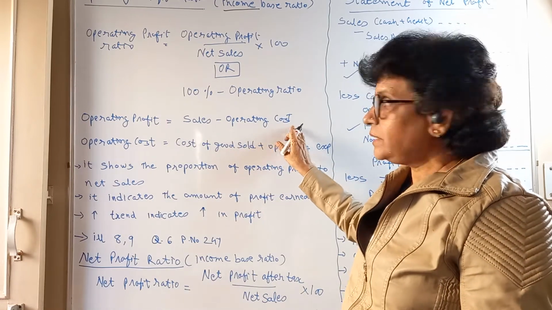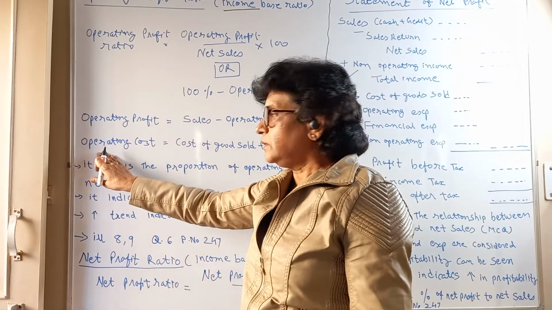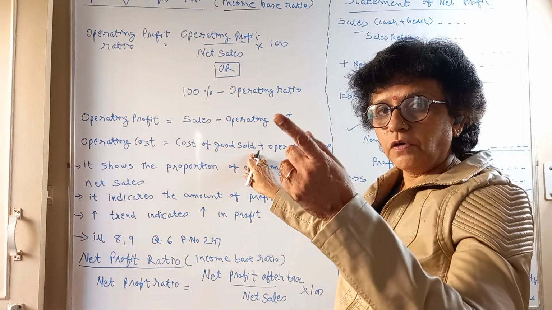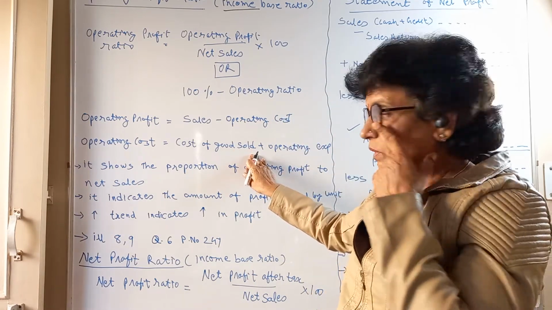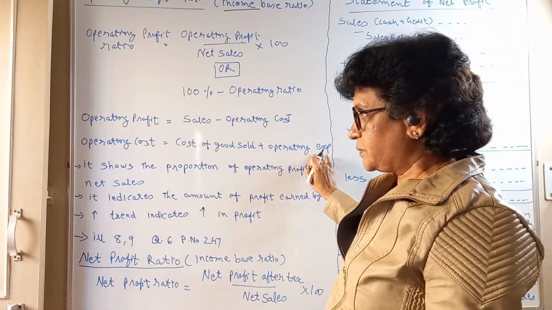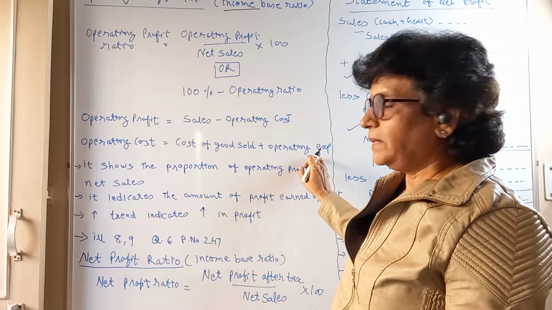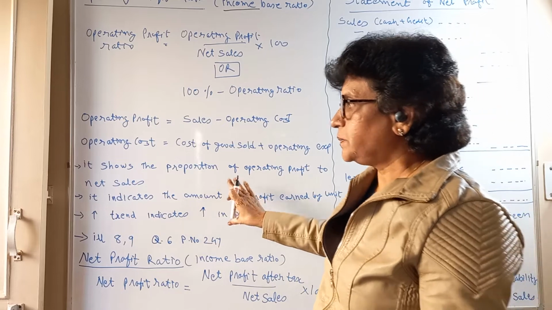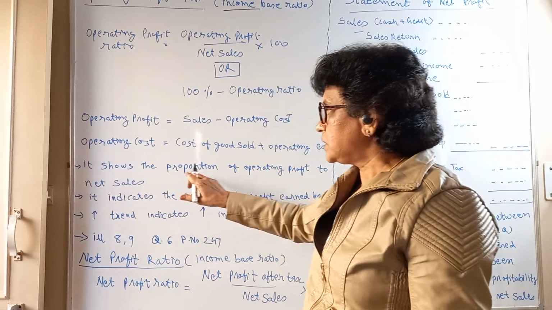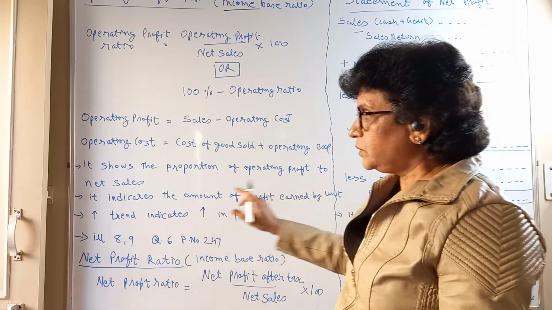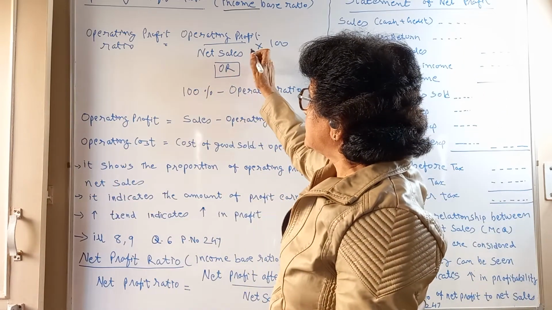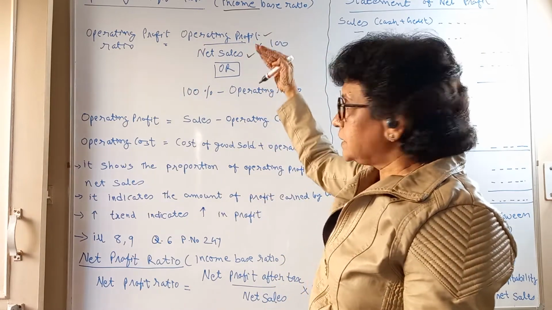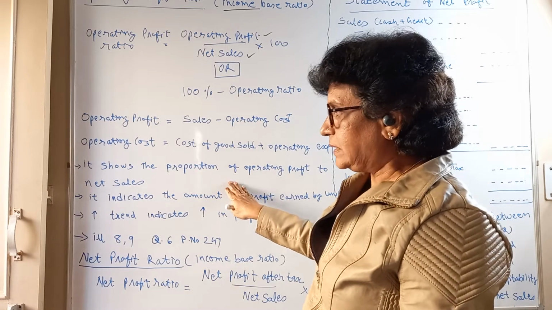If operating cost is not directly given, then go to another formula: operating cost is equal to cost of goods sold, which in the earlier formula we have already learned, plus operating expense. So this operating expense must be mentioned in the question. You have to add it. The special feature of this particular ratio is that it shows the proportion of operating profit to net sales. See, here net sales is emphasized and here the operating profit is emphasized. So the relation between these two is explained in this ratio.